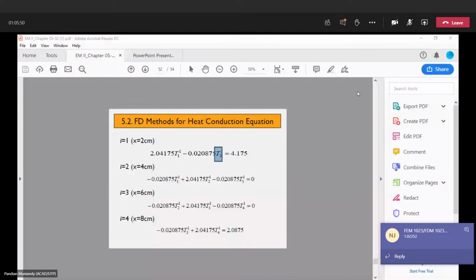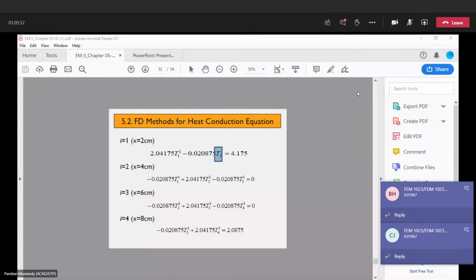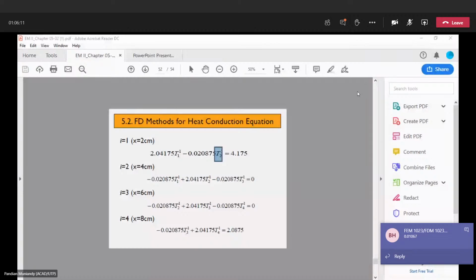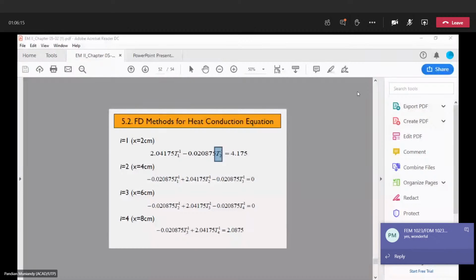0.020875 multiplied by 0.02091 divided by 2.04175. 0.01067. Yes. Yeah. Chaujit and Patricia. Correct. Sorry, sir. Okay, no problem.